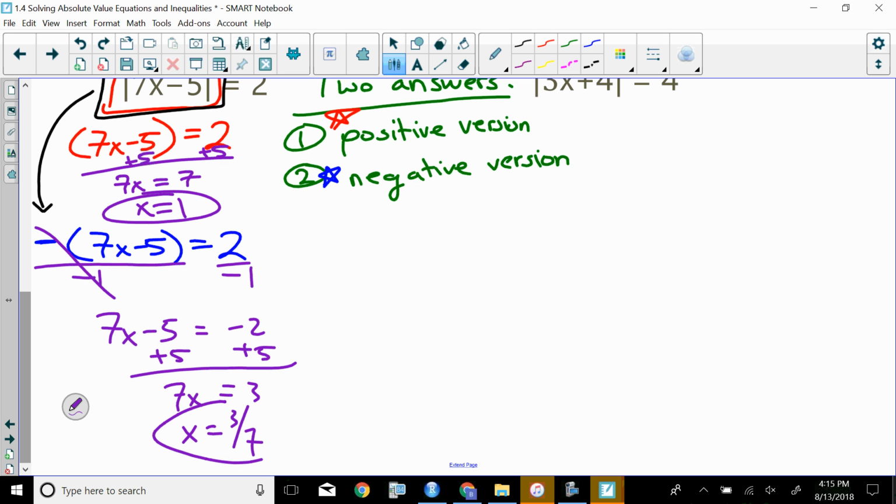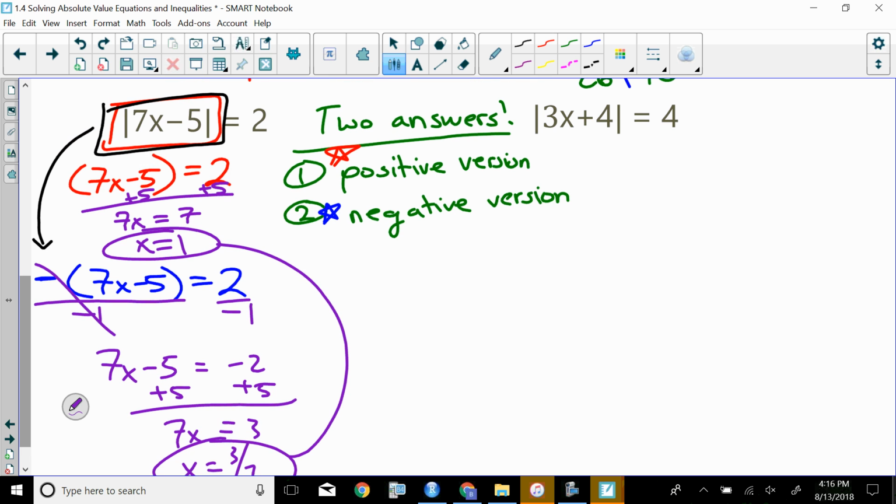Again, do not put that in a calculator. Do not even attempt to give me a decimal answer. I want 3 sevenths. And I have 2 answers. Okay, let's see if we can set up the other problem.